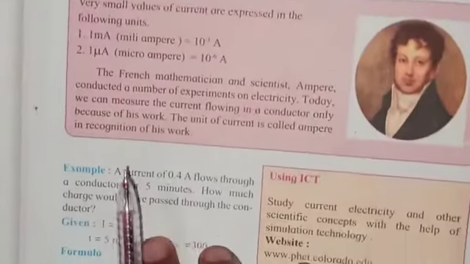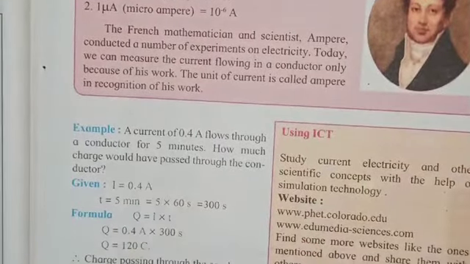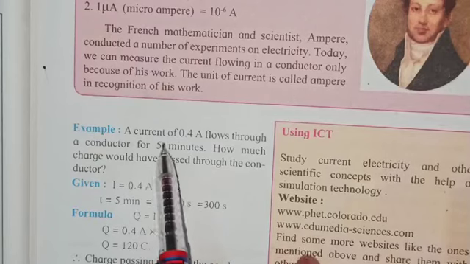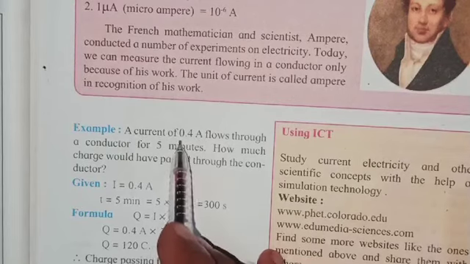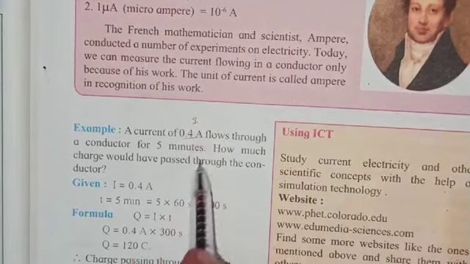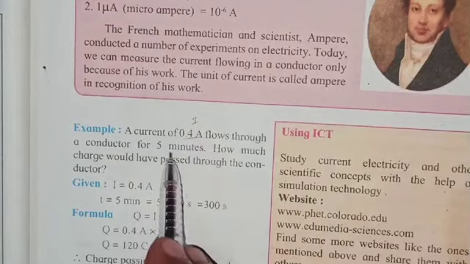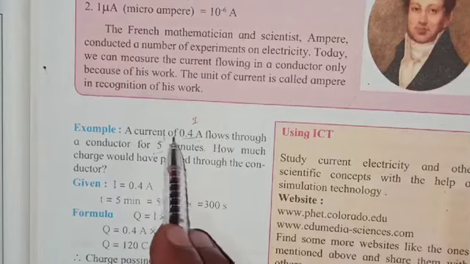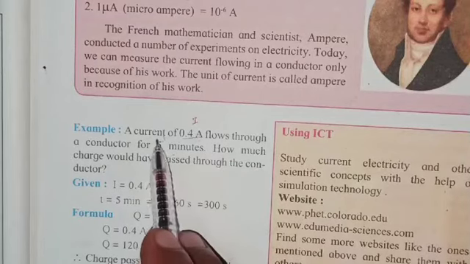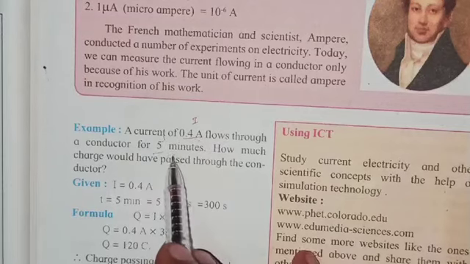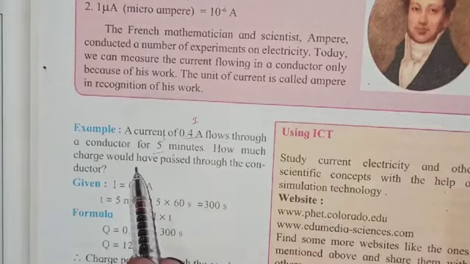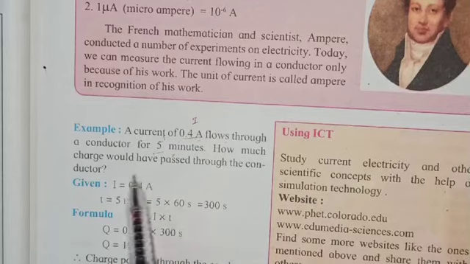On this, one example is given to us. We will see it. A current of 0.4 ampere, this is the value of I, flows through a conductor for 5 minutes, this is time. So 0.4 ampere current is flowing throughout the conductor for 5 minutes. How much charge would have passed through the conductor?